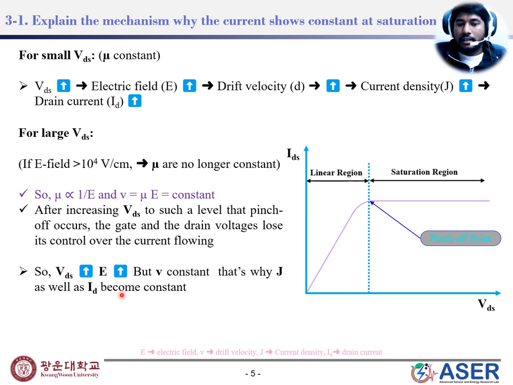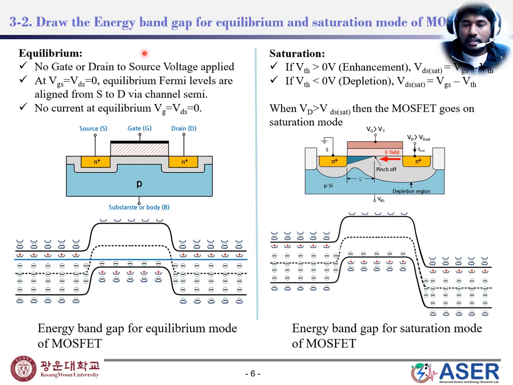Now 3.2, draw the energy band diagram for equilibrium and saturation mode of MOSFET. What is equilibrium? No gate or drain to source voltage applied, that means VGS and VDS equal 0. At that time the Fermi levels are aligned across source, channel and drain. There's no current at equilibrium, and the figure is like this.